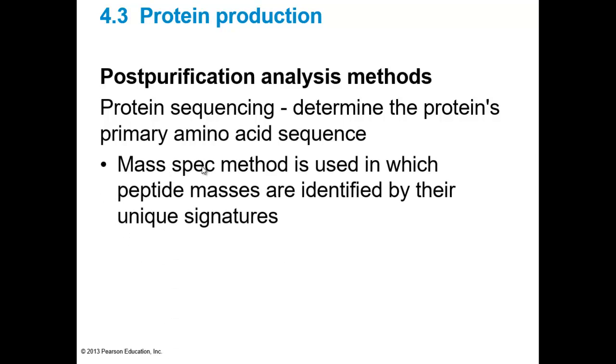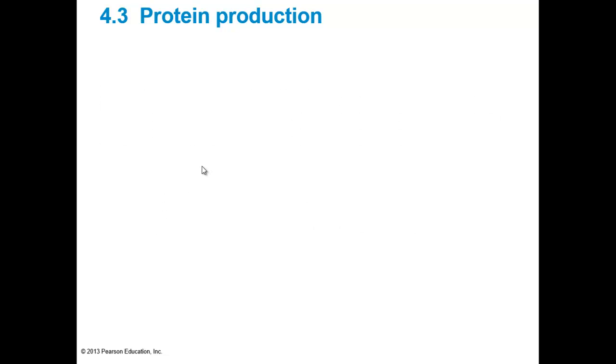Okay, you can do this very easily now with what's called mass spectrometers. And they will take proteases, and the proteases will chew up your protein into smaller parts, and then they can identify the peptide masses, and based on these peptide masses, determine the amino acid sequence.